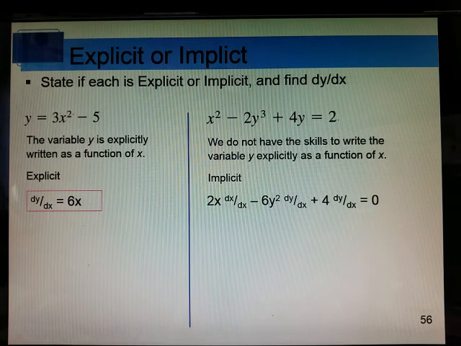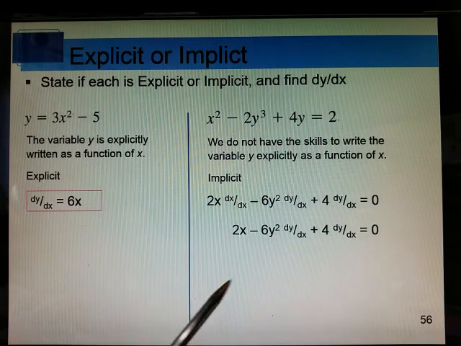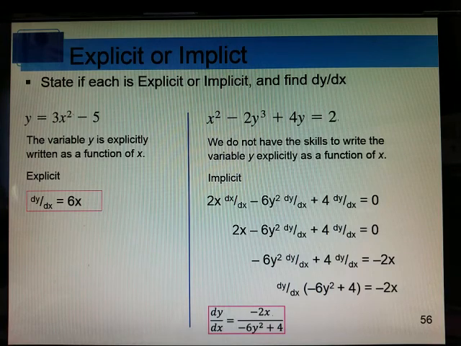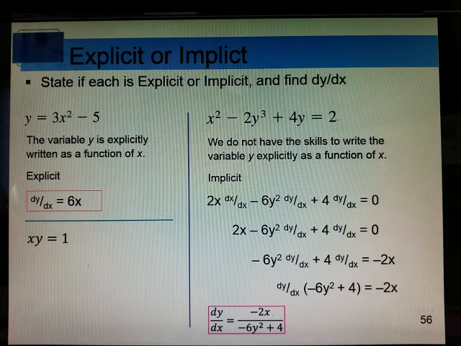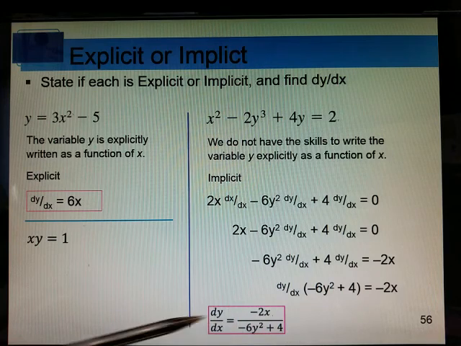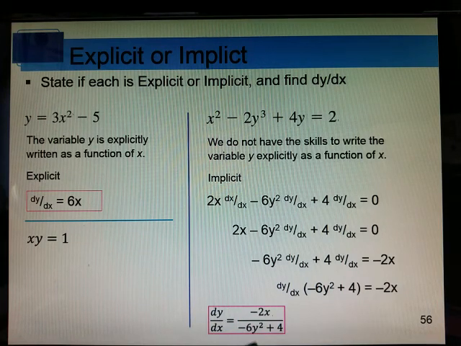And I need to solve for my dy dx at this point, so I'm going to subtract the 2x over, factor out my dy dx, and then divide. And there's our answer. Now, if it was multiple choice, they would probably change this to a positive and a negative there. They'd multiply everything on the top by negative and the bottom as well. But this answer is also correct if it's open response.